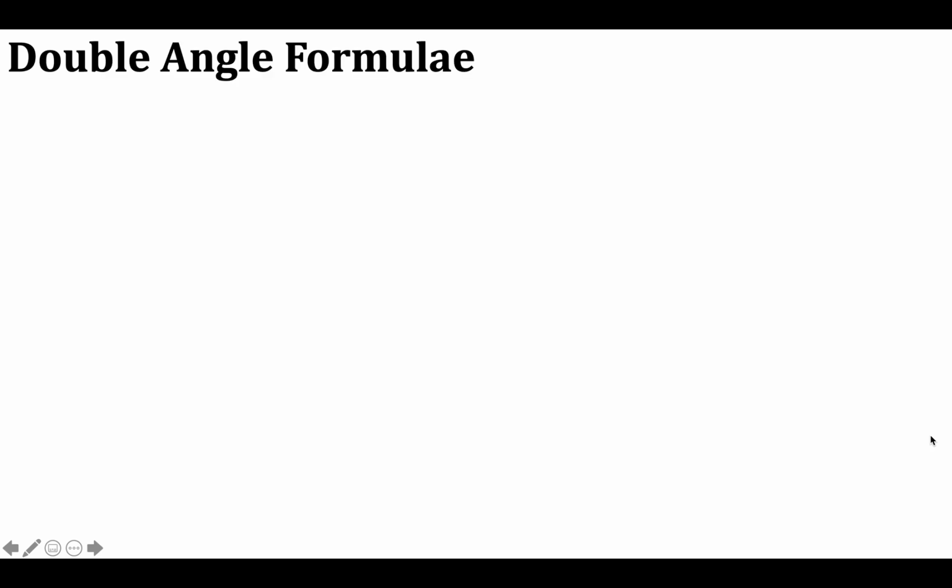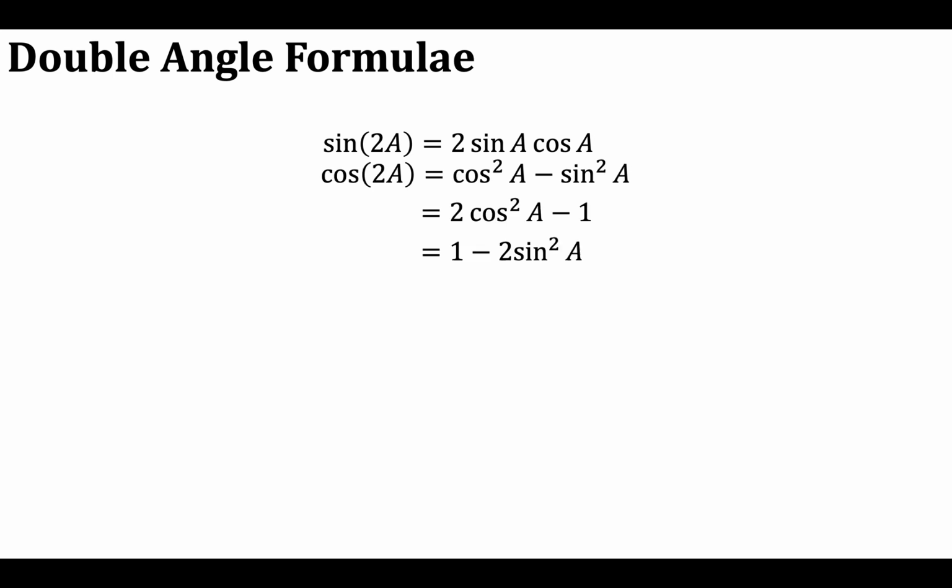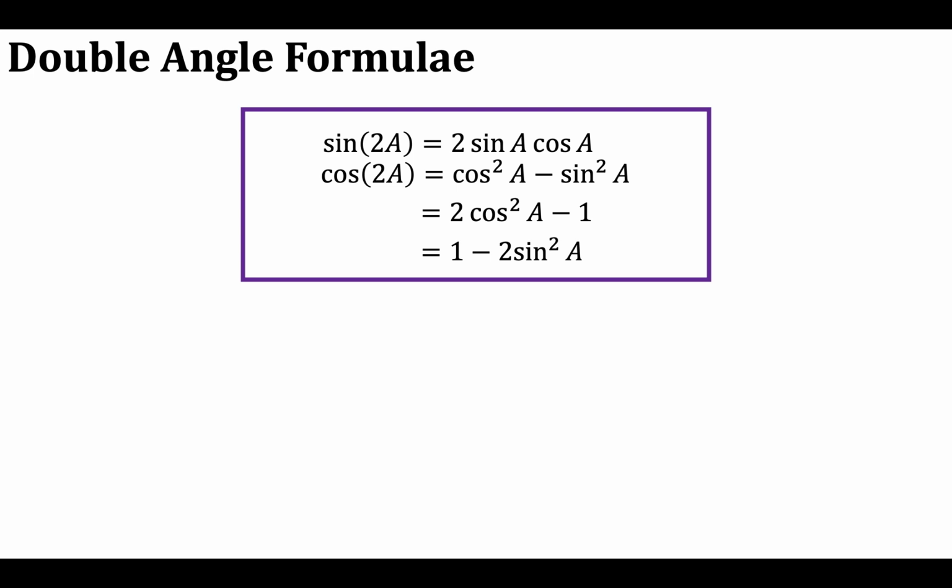So to summarise, we know that sine of 2A is equal to 2 sine A cos A, and cos of 2A is equal to cos squared A minus sine squared A, or 2 cos squared A minus 1, or 1 minus 2 sine squared of A. So we need to know how to use those, so let's look at some examples.